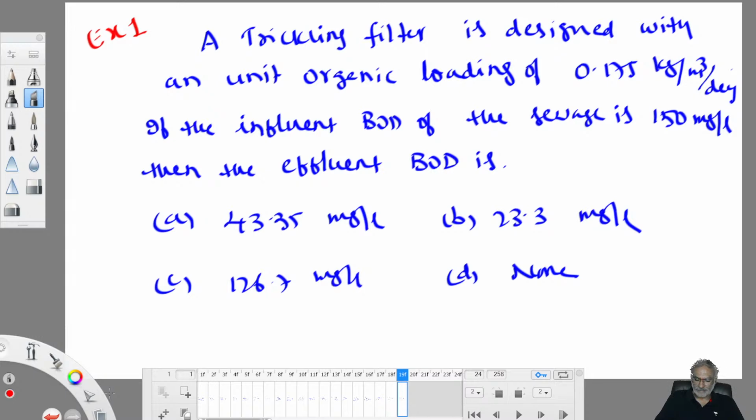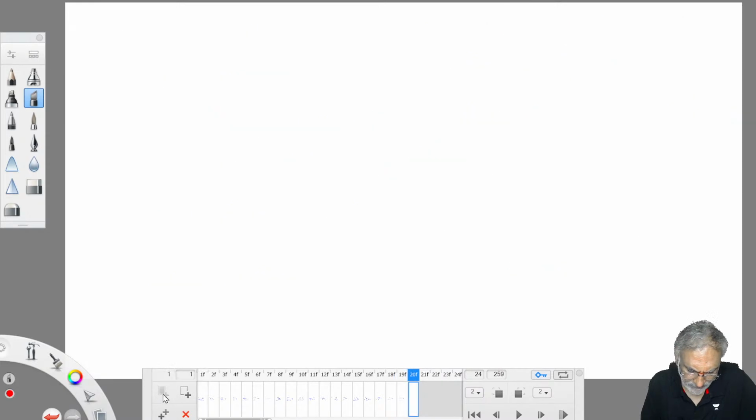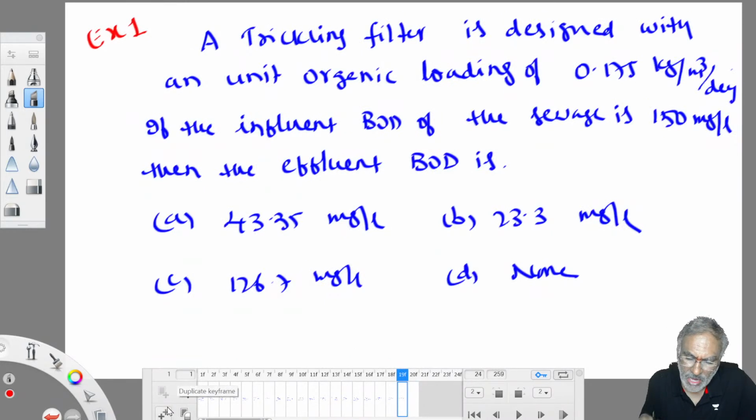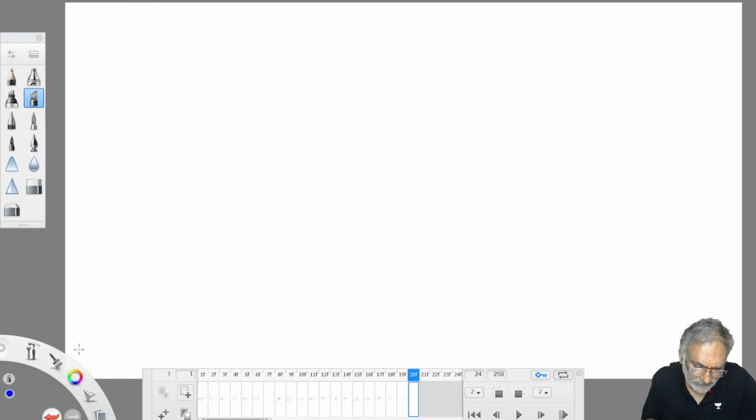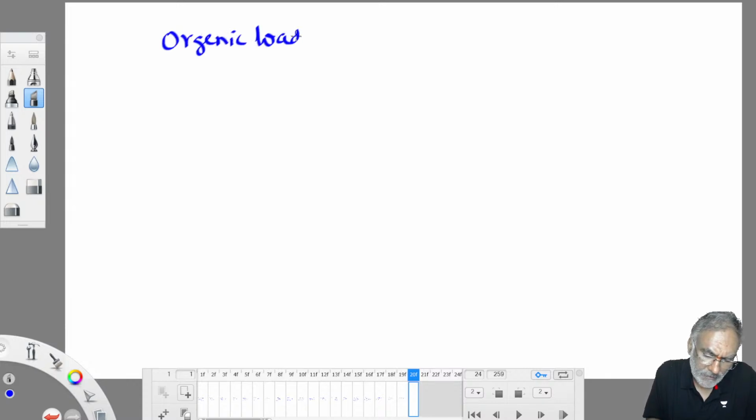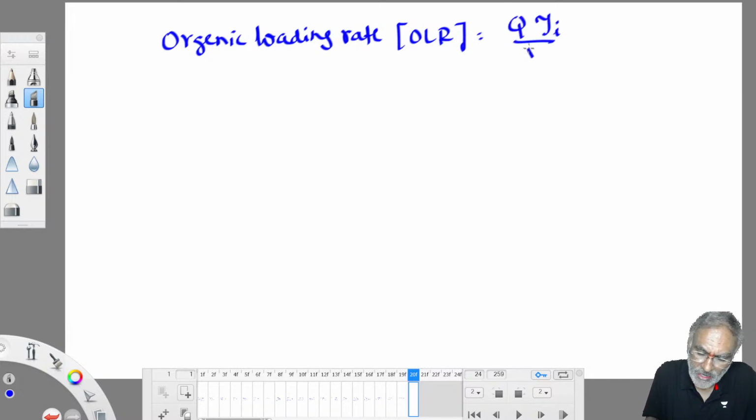What is the answer? No answer? What happened? What is given to you? Organic loading rate is given. Simply we can write it as OLR, which is equal to Q into Y by V.